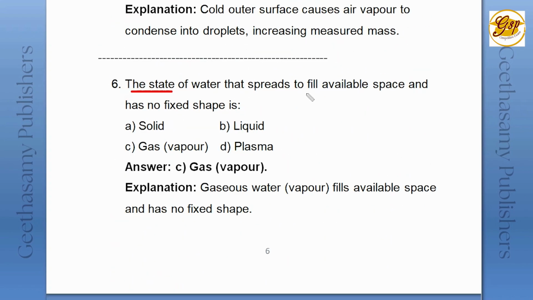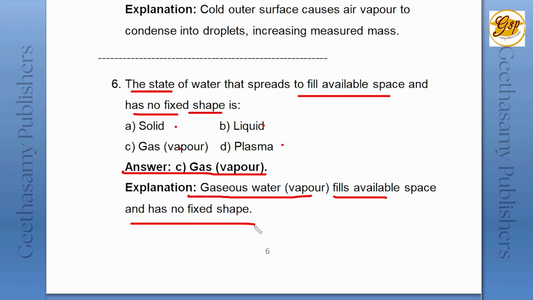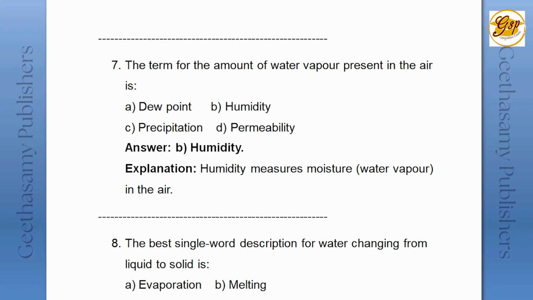The state of water that spreads to fill available space and has no fixed shape: solid, liquid, gas, plasma. The correct answer is gas. So the gaseous water vapor fills available space and has no fixed shape, right? Then seventh question.